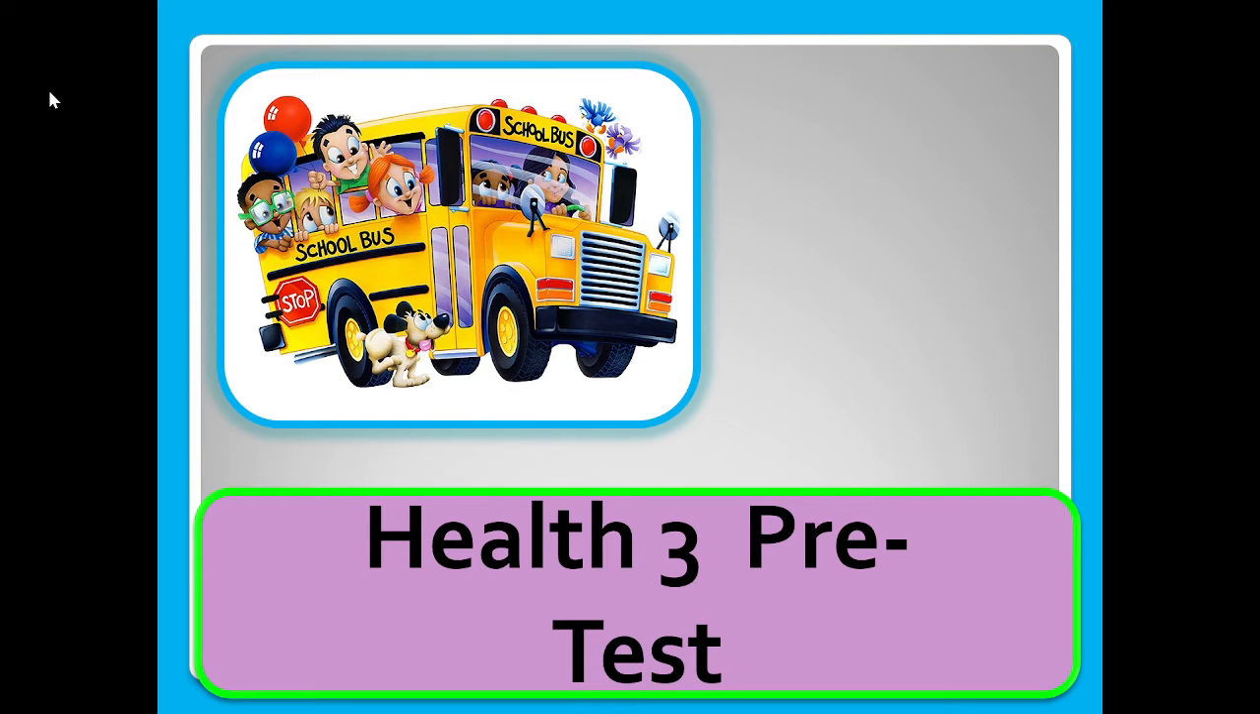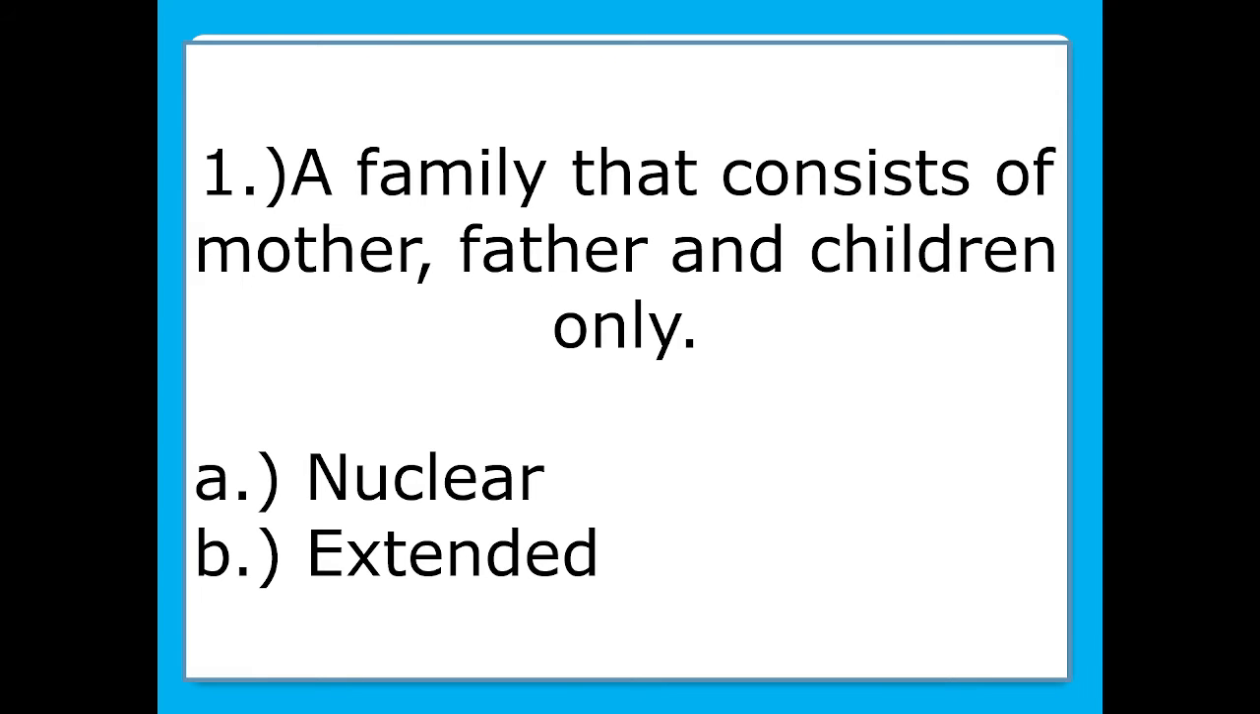Today, we will have our health tree pre-test. Okay, so what we have here, number one, a family that consists of mother, father, and children only. Is it A, nuclear, B, extended? Okay, the answer is nuclear family. Number one is letter A.